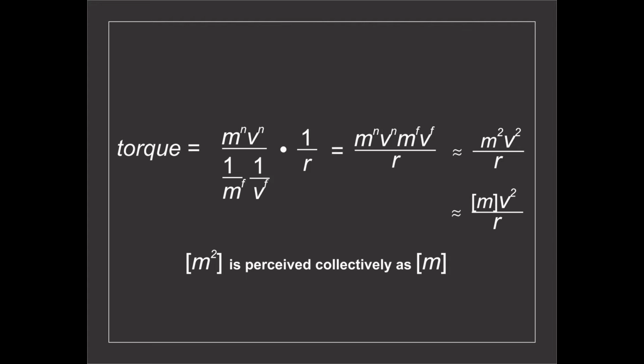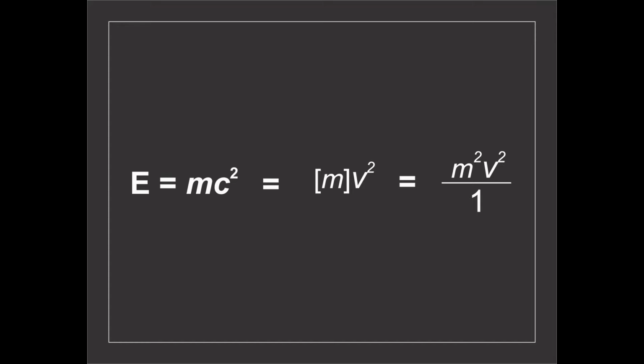If the mass squared is viewed collectively as just mass, then the equation becomes the collective mass times velocity squared divided by the radius. Given that the velocity being defined here is the fundamental spacetime velocity, then it defines the velocity of light, or c. And if the radius is defined by the reference 1, then the equation takes on the form of Einstein's E equals mc squared.